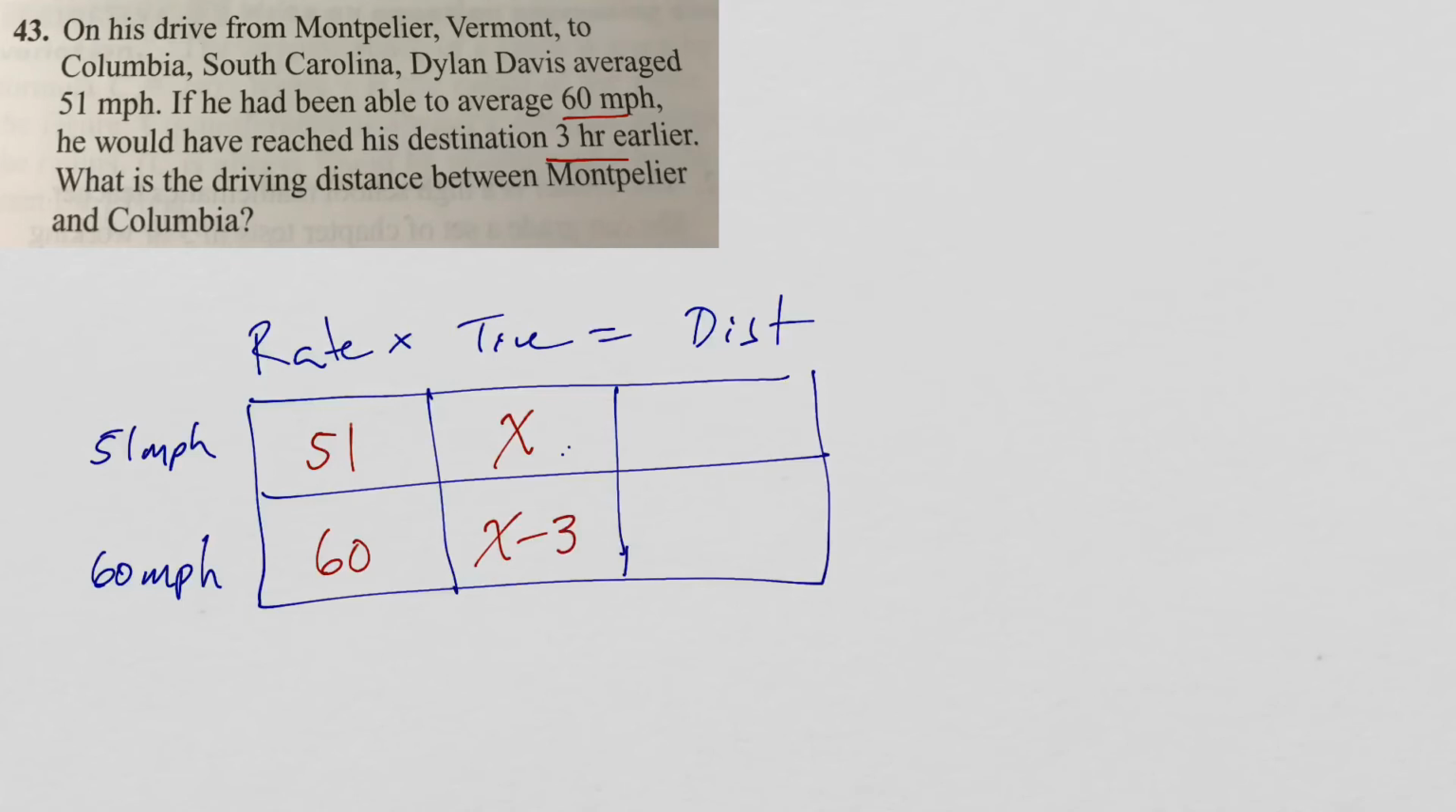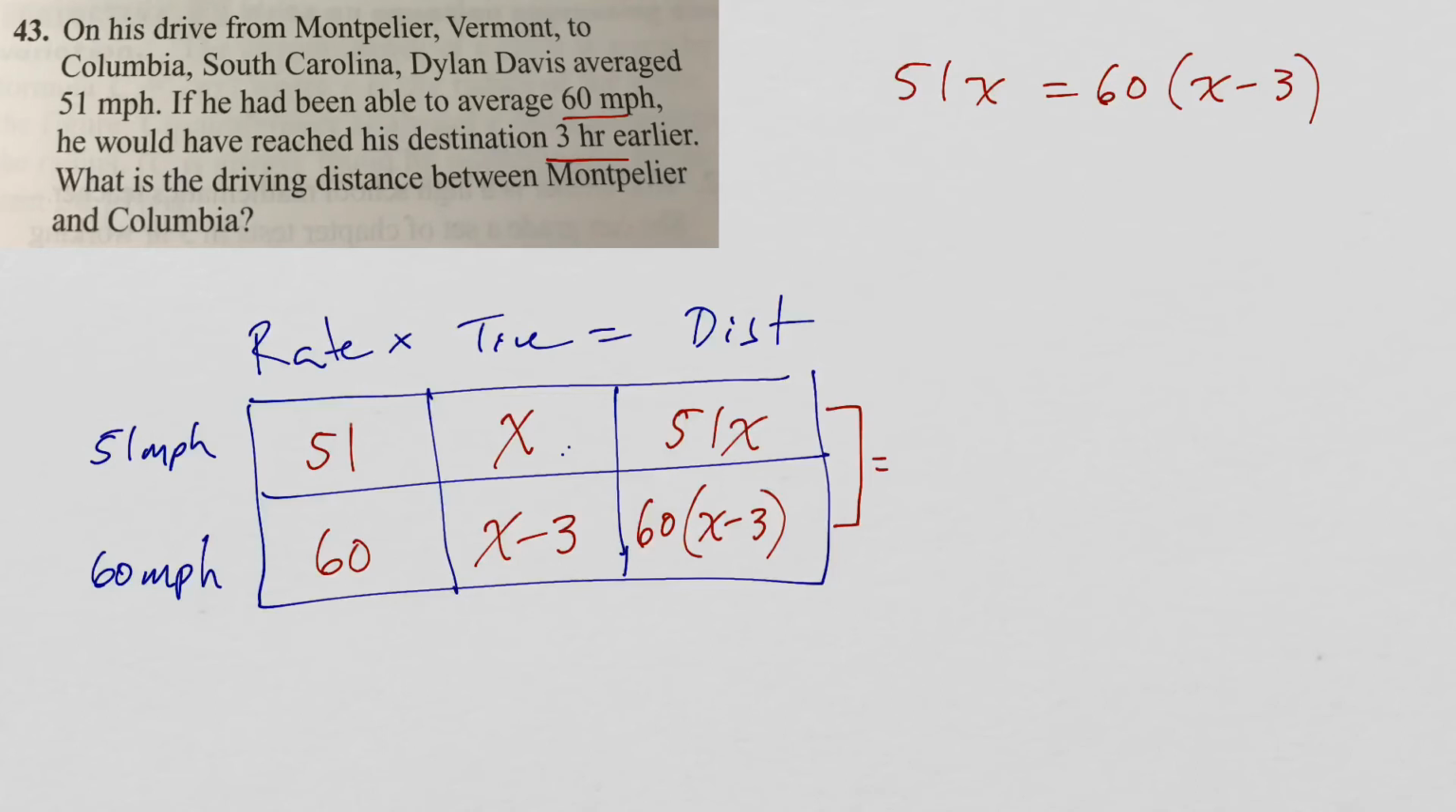Okay? So because this times this is equal to this, we're going to multiply across, and we'll get 51x here, and we'll get 60 times x minus 3 here. Well, this is the same trip, so these distances are equal. So that's our equation. We're going to say 51x is equal to 60 times x minus 3, or 51x is equal to 60x minus 180.